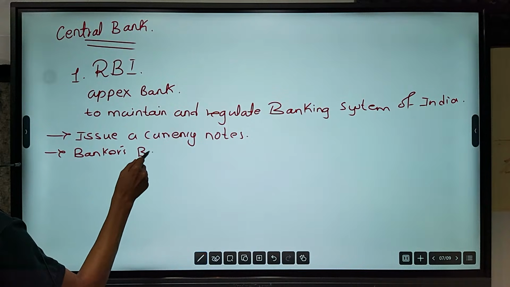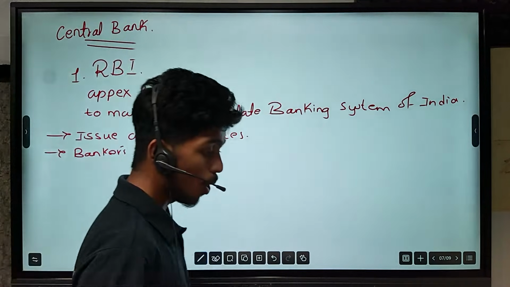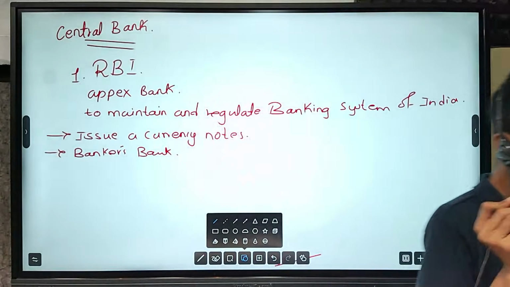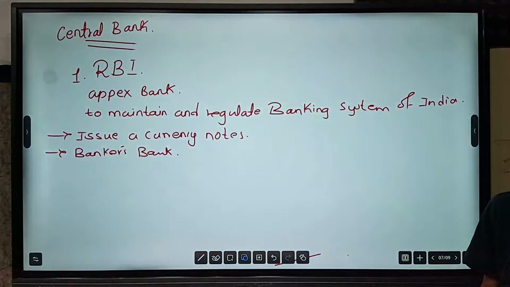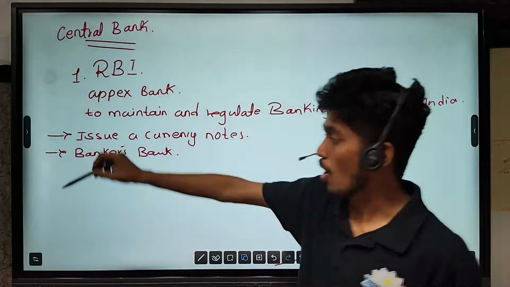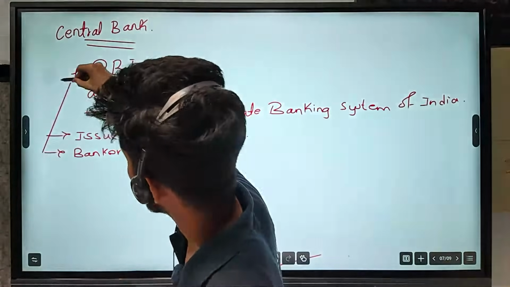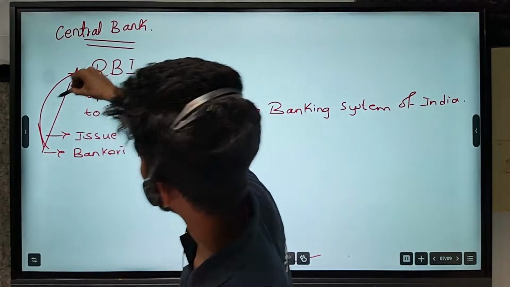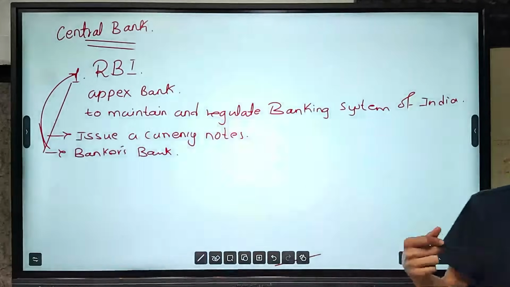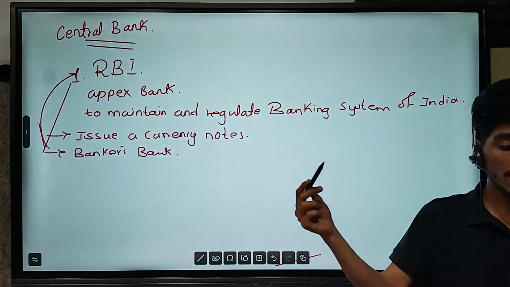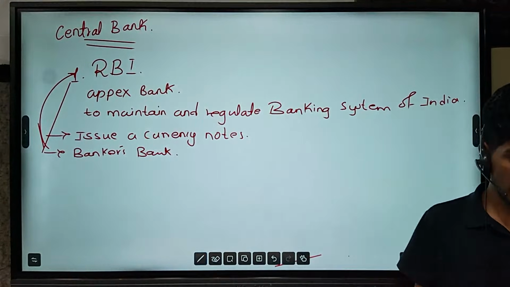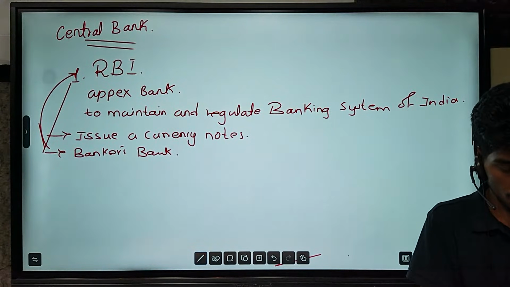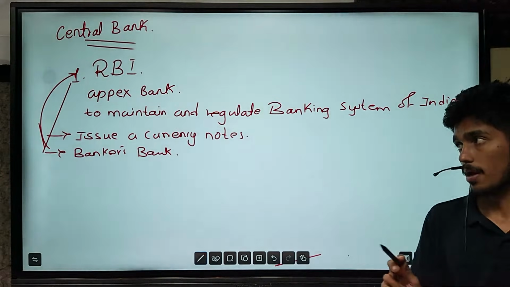Bankers' Bank. Now all the banks which are functioning in India should have one bank account with RBI. For example, SBI should have one bank account with RBI. For example, Bank of India should have one bank account with RBI. What work will it perform?